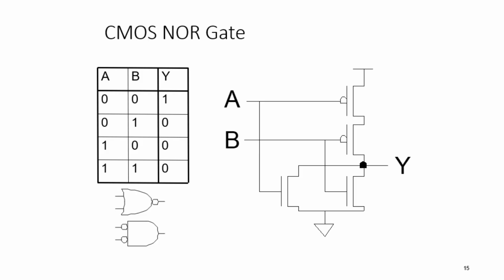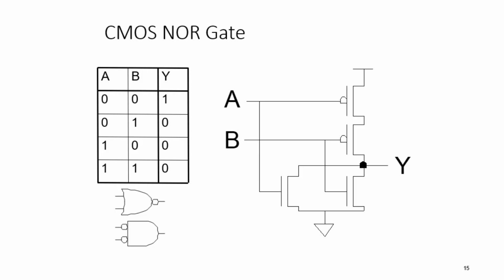So as you can see, in the pull down network, both the transistors are connected in parallel, and for the pull up network, both the transistors are connected in series. As you can recall, this is the reverse of what was happening in the NAND gate. So the operation will also be reverse.